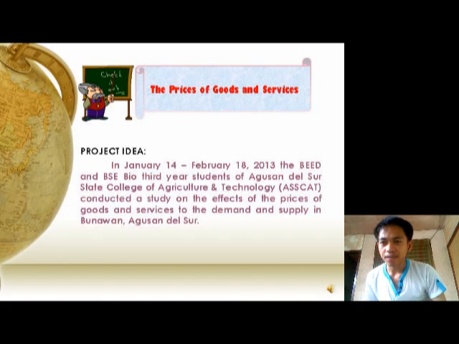Now, the project idea. From January 14 to February 18 this year, 2013, the BEEd and BSEd Biology third-year students of Agusan del Sur State College of Agriculture and Technology, ASCAT, conducted a study on the effects of the prices of goods and services to the demand and supply in Bunawan, Agusan del Sur.